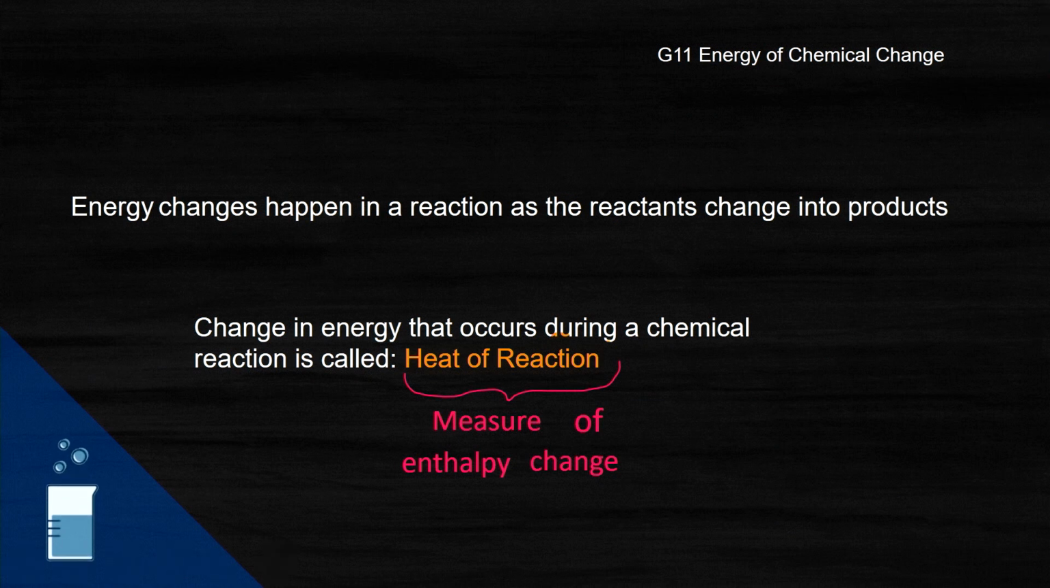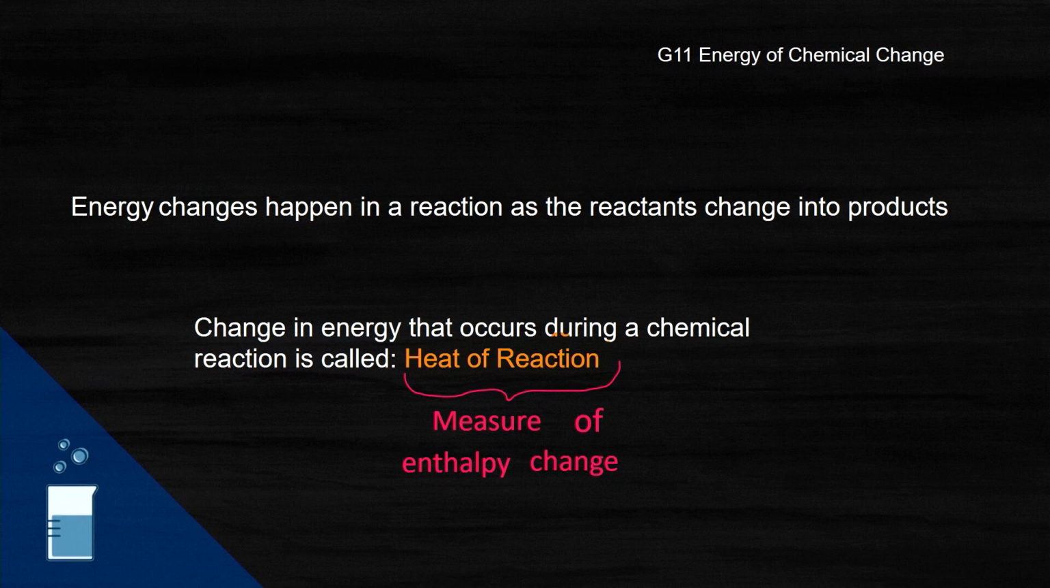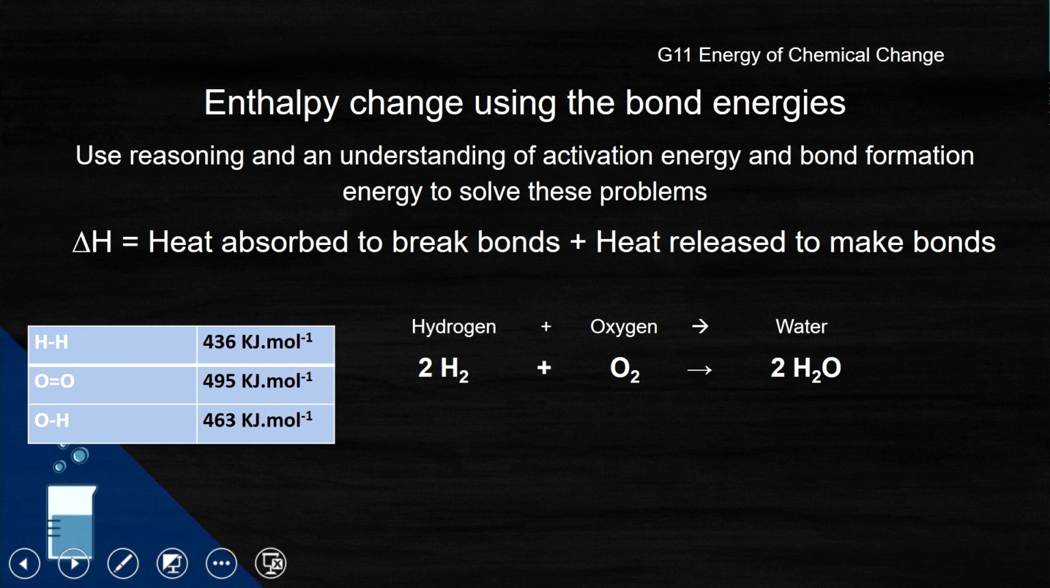When we look at the overall picture of a reaction, there is definitely a net energy that is involved, and this change in energy that occurs is called the heat of reaction. And what is that? Well, that is the measure of enthalpy change. So energy changes that happen in a reaction as the reactants are changing into products, that is called the change in enthalpy or the heat of reaction. It is the net, it's the overall energy value of the reaction.